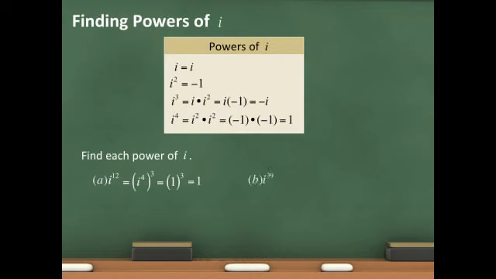In part B, we have i raised to the 39th power. We can rewrite this problem as i to the 36th power times i cubed. We further rewrite i to the 36th as i to the 4th power raised to the 9th power. Since we know i to the 4th power is equal to 1, we can substitute this value. We can also replace i cubed with minus i. Next, we evaluate 1 to the 9th power and multiply by minus i. This will give us minus i as the final answer.